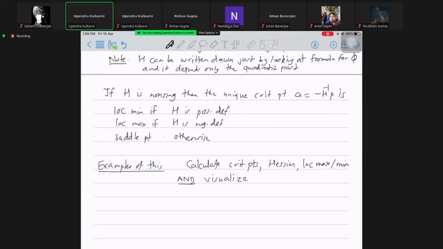So visualize. f of x, y equals a bunch of things. Let's say x square. Then we can do x square plus y square. Then of course you can do minus of x square plus y square. Then we can do x square minus y square. We can do xy. I have not put any kind of linear term over here. These are very basic examples, and several more.